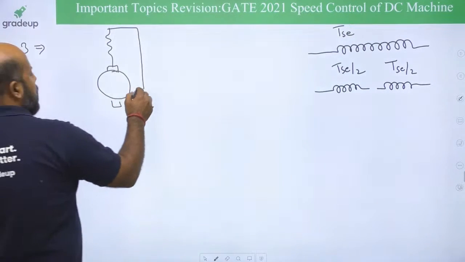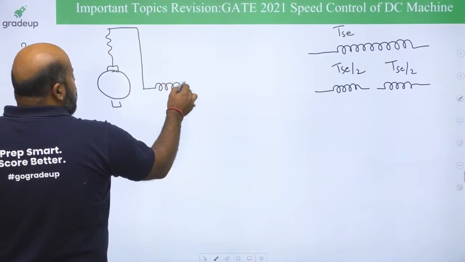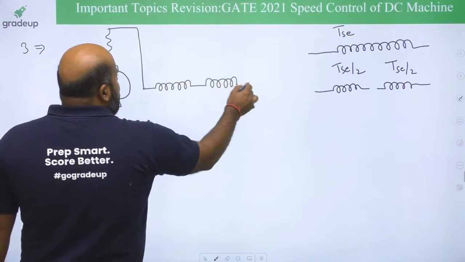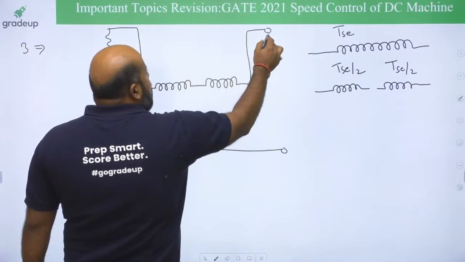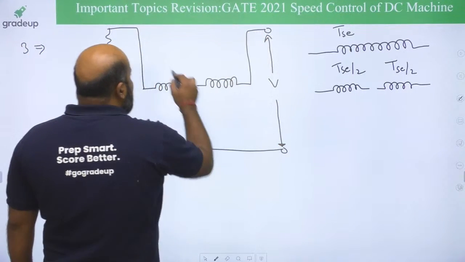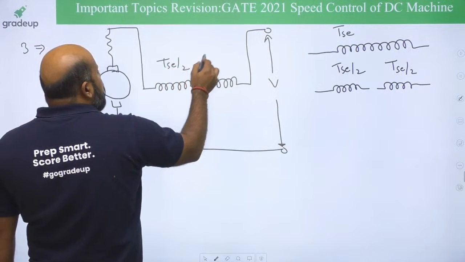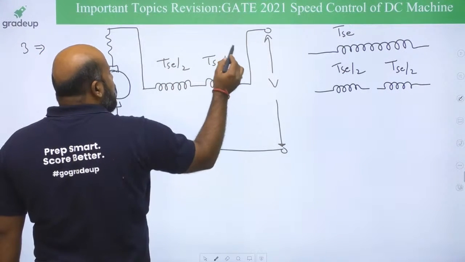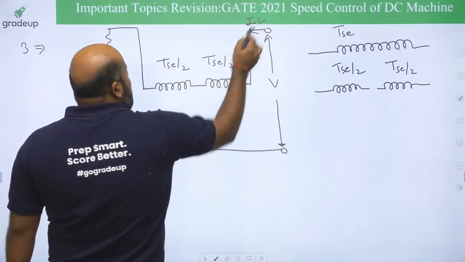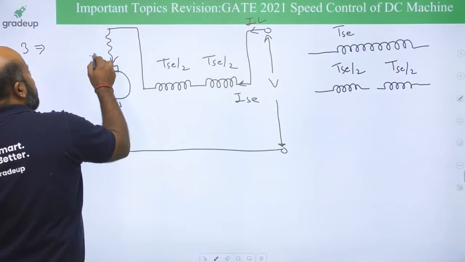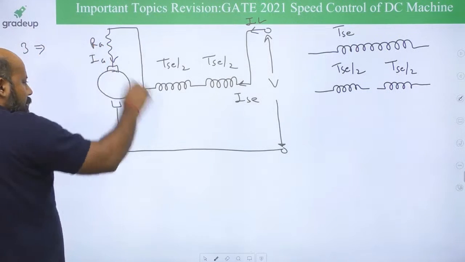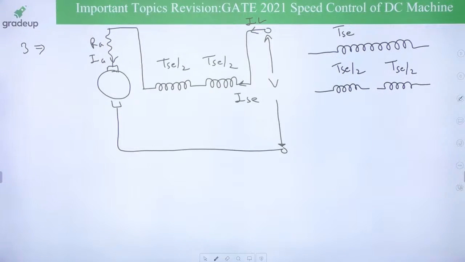For example, first you are going to connect it in series. So it is going to be like this. This is your supply terminal, this is supply voltage. This is TSE by 2, this is TSE by 2. This is the line current, this is the series field current, and this is the armature current, armature resistance. Everybody just tell me, are you getting this idea clear in your mind?